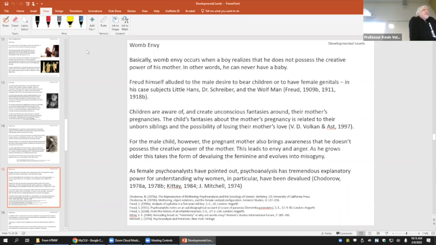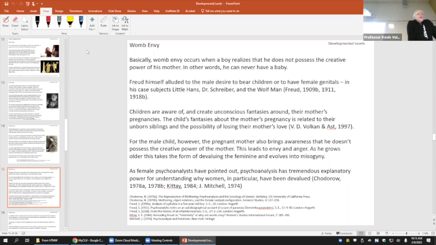Freud himself alluded to the male desire to bear children or to have female genitals in his case subjects, Little Hans, Dr. Schreber, and the Wolf Man, very interesting cases. Children are aware of and create unconscious fantasies around their mother's pregnancies. A child's fantasies about the mother's pregnancy relate to their unborn siblings and the possibility of losing their mother's love. My dad's also written about this. For the male child, however, the pregnant mother also brings awareness that he doesn't possess the creative power of the mother.